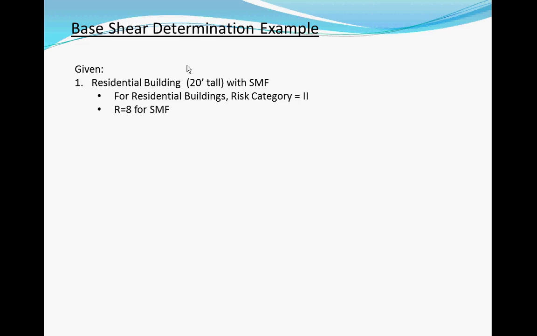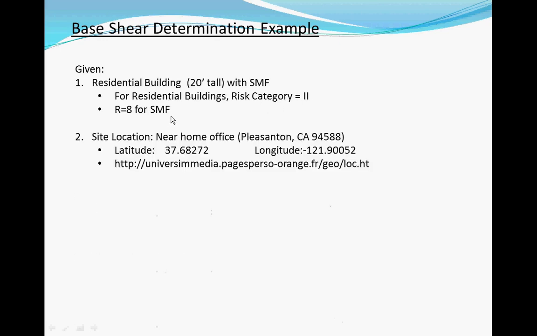So here's an example to determine the base shear. So given we have a residential building, pretty tall, I guess, 20 feet, with SMF, seismic category 2, R of 8. If you plug in those numbers, okay, I just put in the home office location. Here is the latitude, here's longitude. I just use this website, it looks like a French website, that will give you the actual longitude and latitude. So I just type in the address and they convert it to both the longitude and latitude.